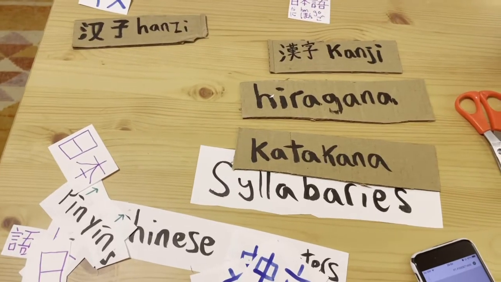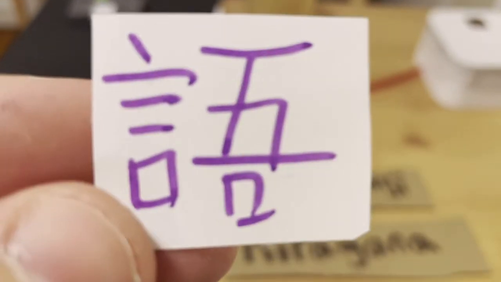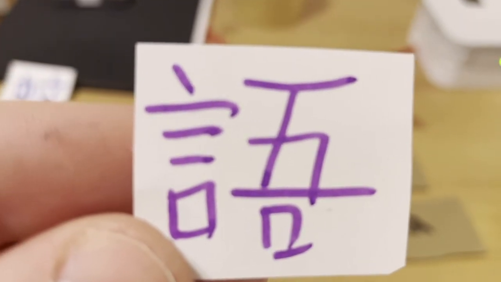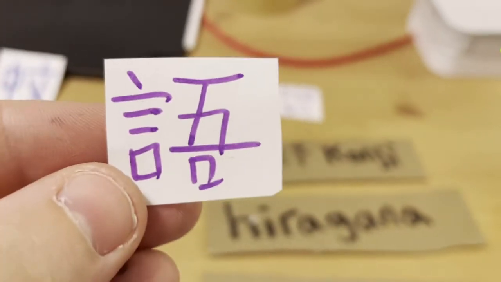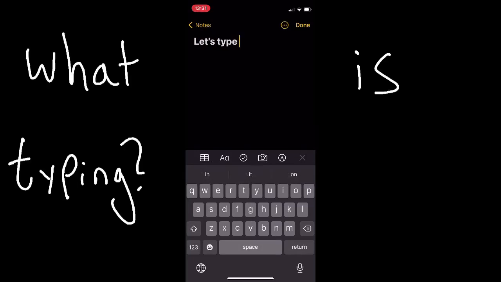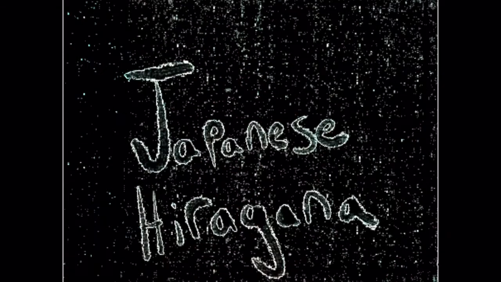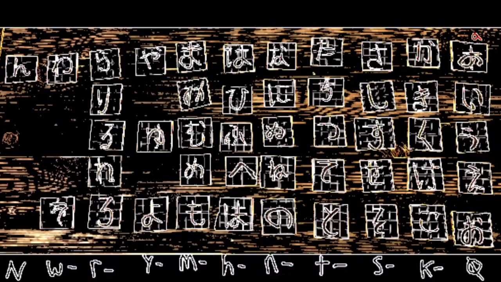This is the word for language, go, in Japanese. How do I get this into my keyboard? I'll show you. Okay, so what is typing? Well, I guess it's putting a word into a computer by writing in the sound components of it, aka an alphabet. Let's learn a Japanese alphabet. It's called hiragana. It's one of three alphabets they use.